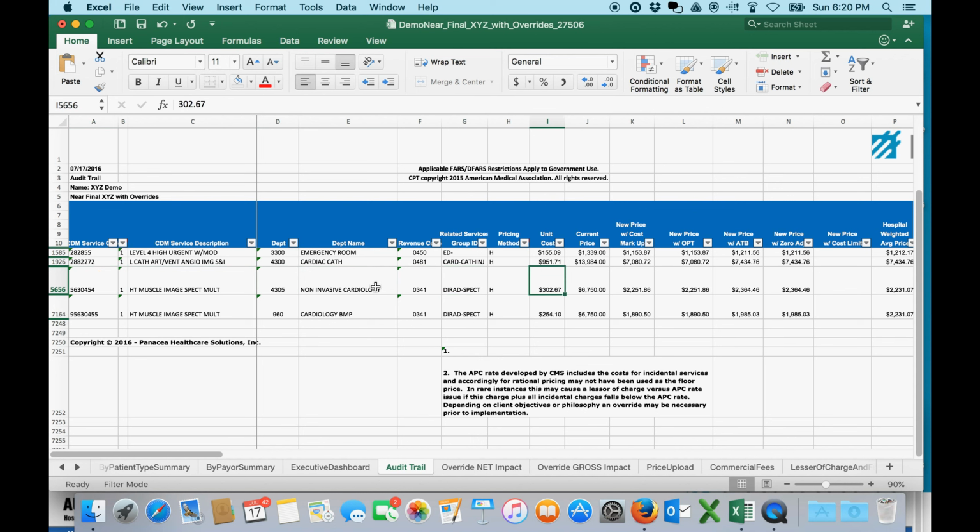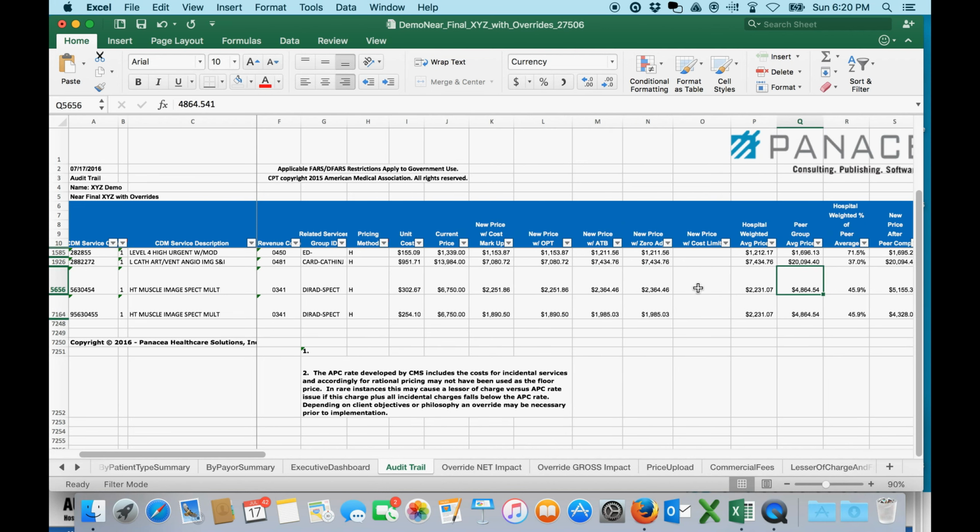The decreases are two cardiology procedures again. Current price is $67.50, both of these. Current cost marked up for both of these is roughly $2,000. So let's take a look at what the market's doing. So the market is $4,800. We're charging $6,700. And our cost is below the peer group average. So what's nice about this is we're going to be decreasing the price from $67.50 to the market average of $48, which is actually right between the cost and the current price.